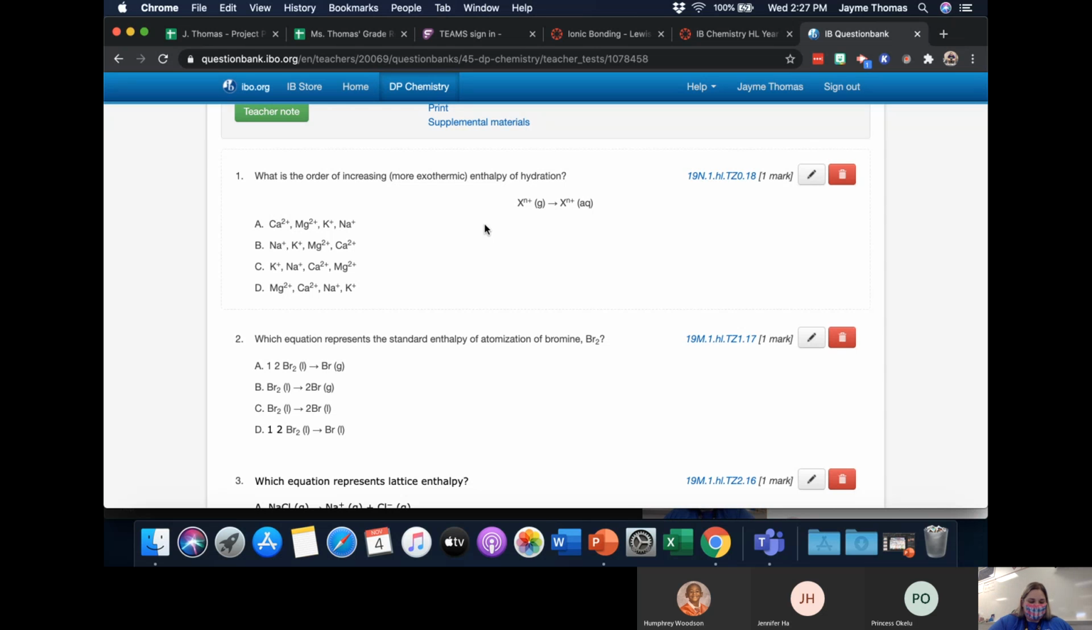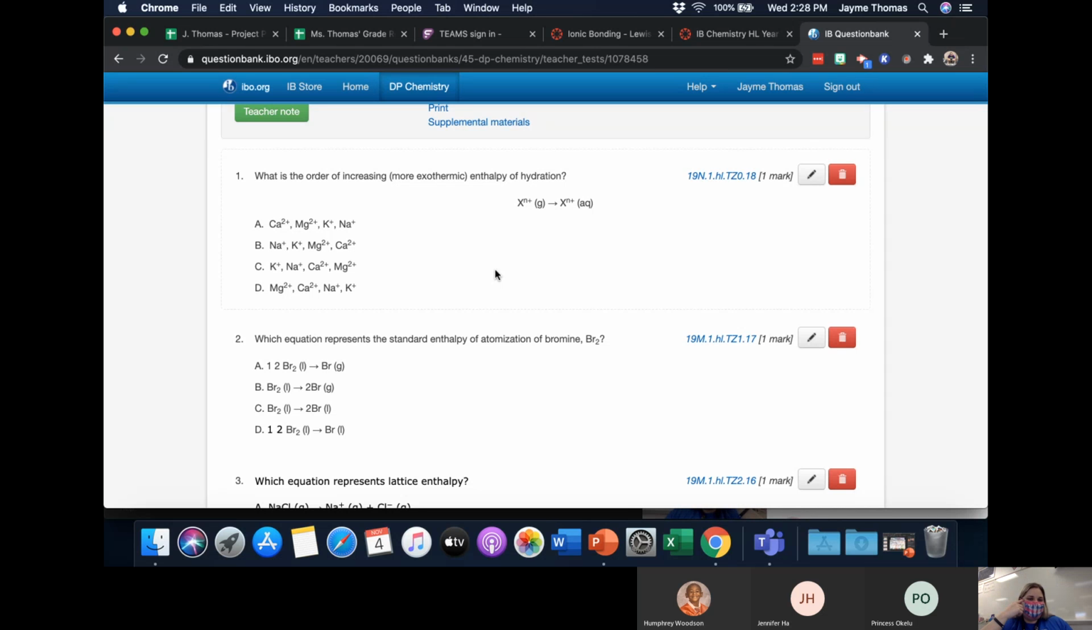The other thing that affects it is the charge. The greater the charge, the stronger the attraction, and the higher the enthalpy of hydration. Since they're asking for the order of increasing, the right side is going to be the high ones and the left side is going to be the low ones. I can already tell based on charge that 2 of these are backwards, because the greater the charge, the stronger the attraction, so the higher the hydration enthalpy.